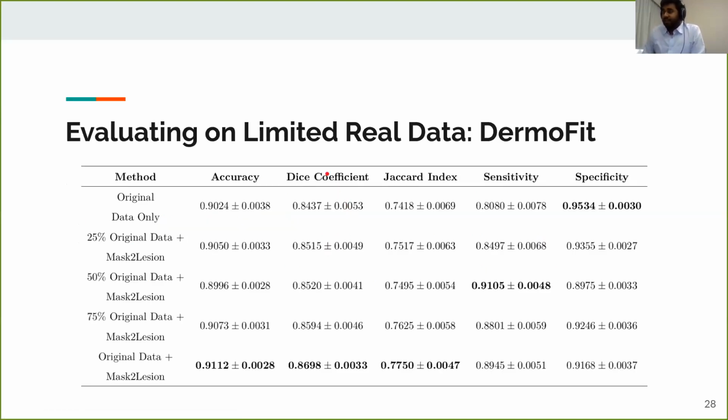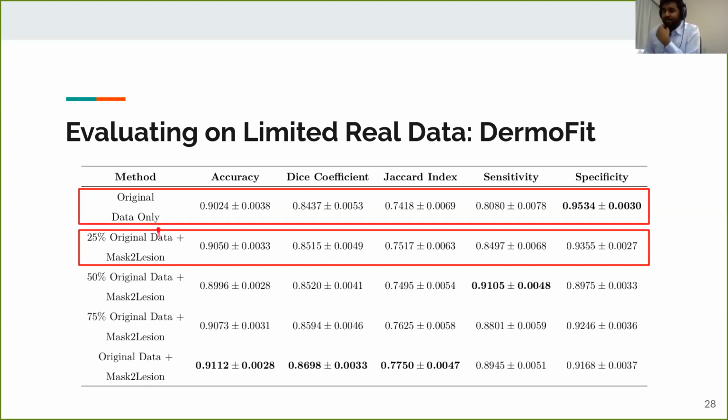So here are the quantitative results. As we expected, increasing the amount of training data leads to almost monotonic increase in the performance, as we see along the Dice and Jaccard rows. But what's of particular interest here are the first 2 rows. We see that a model trained with only 25% of the original data, but augmented with master lesion outputs, is able to outperform a model which was trained with the entire original training data, but had no augmentation to train.